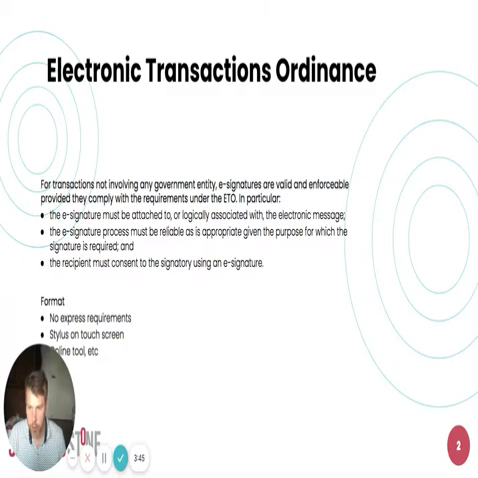Some key requirements here. The e-signature has to be attached to or logically associated with the electronic message. So in practical terms, that means you can see the signature within the contract that's signed. The process must be reliable and fit for purpose. And the recipient must consent to the signatory using an e-signature. In general terms, if both sides are signing by e-signature, then that's clear and obvious. If only one side is signing, then it should be clear that it is an e-signature and they can then accept that.